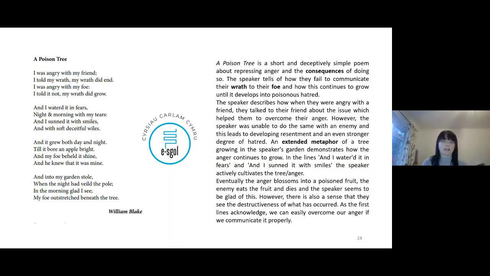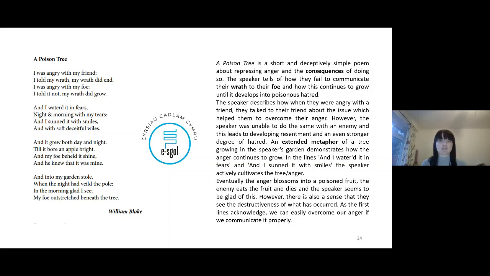Okay, so I've put a quick commentary there. A Poison Tree is a short and deceptively simple poem about repressing anger and the consequences of doing so. So the speaker tells of how they fail to communicate their wrath to their foe and how this continues to grow until it develops into some sort of poisonous hatred. The speaker describes how they were angry with a friend, they talked to their friend about the issue which helped them overcome their anger. However, the speaker was unable to do the same with an enemy, and this leads to developing resentment and an even stronger degree of hatred.